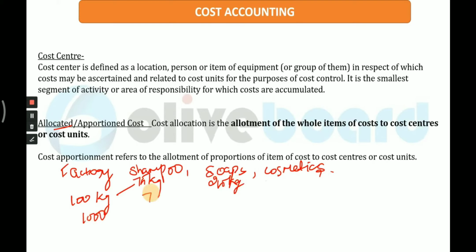So 750 is towards shampoo and 250 is towards soap. I have just given this, right? So this is allocation because it relates directly to the cost center. There is nothing much I'm doing. It is just a cost incurred directly for that particular item. So I have given. But what happens?